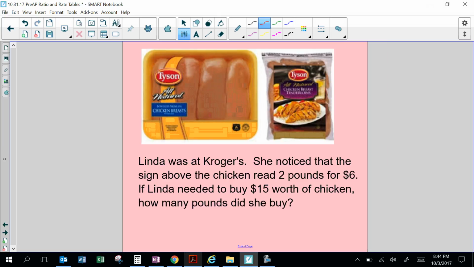So let's look at our questions for today. Linda was at Kroger. She noticed that the sign above the chicken read 2 pounds for $6. Linda needs to buy $15 worth of chicken. How many pounds did she buy? How would you solve this? Think about what we learned in the past with rate and unit rate.